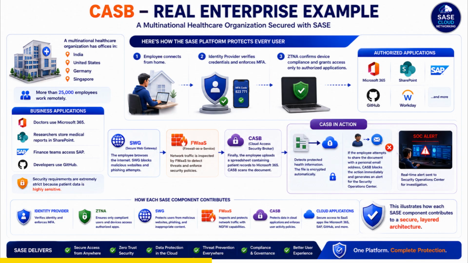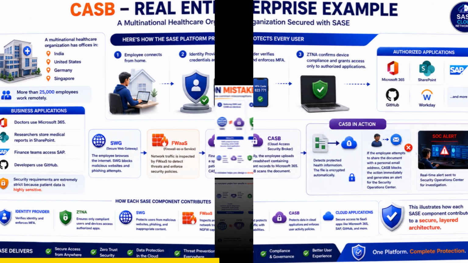CASB scans the document. It detects protected health information. The file is encrypted automatically. If the employee attempts to share the document with a personal email address, CASB blocks the action immediately and generates an alert for the Security Operations Center. This illustrates how each SASE component contributes to a secure, layered architecture.